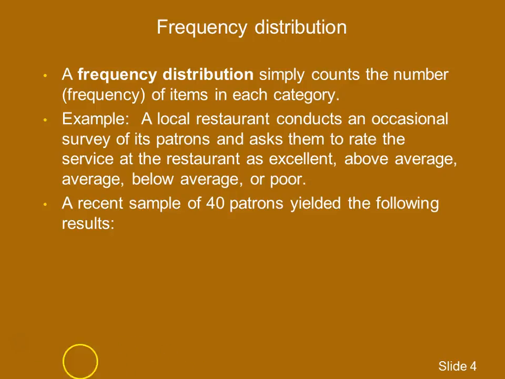Let's start with frequency distributions. As the word suggests, a frequency distribution simply counts the number or frequency of items in each category. It'll be easiest if we just use a specific example as we go along. Suppose a local restaurant occasionally surveys their patrons and asks them to rate their service. Suppose they give them 5 choices: excellent, above average, average, below average, or poor. We take a sample, let's say, of 40 patrons, and we got the following results.